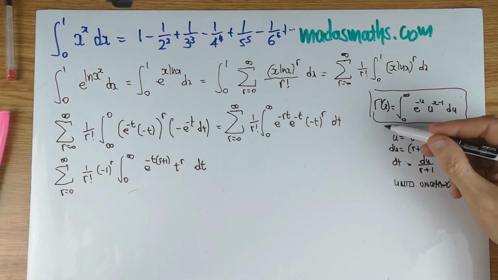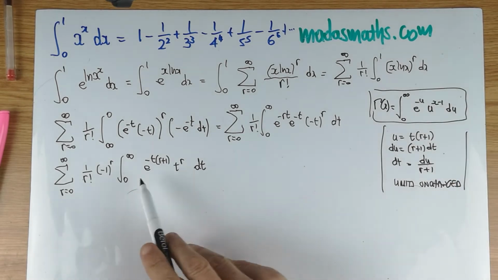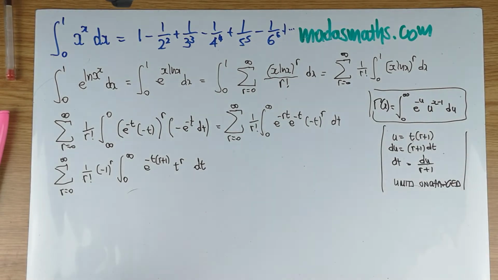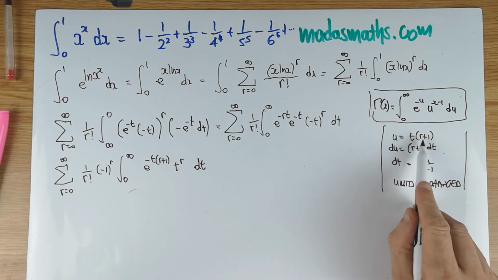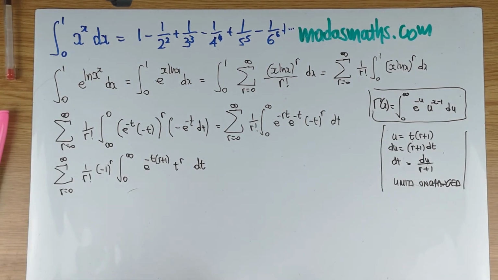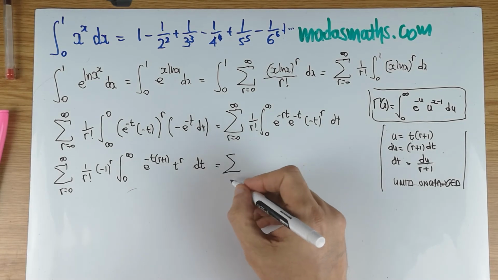Unchanged. And that's because, of course, if t is 0, looking at this integral, the u will become 0. And if t becomes infinite, positively infinite, then the r+1 is a positive number, and of course the u will be infinite. So the limits will not change. Let's see what happens to all of this now.